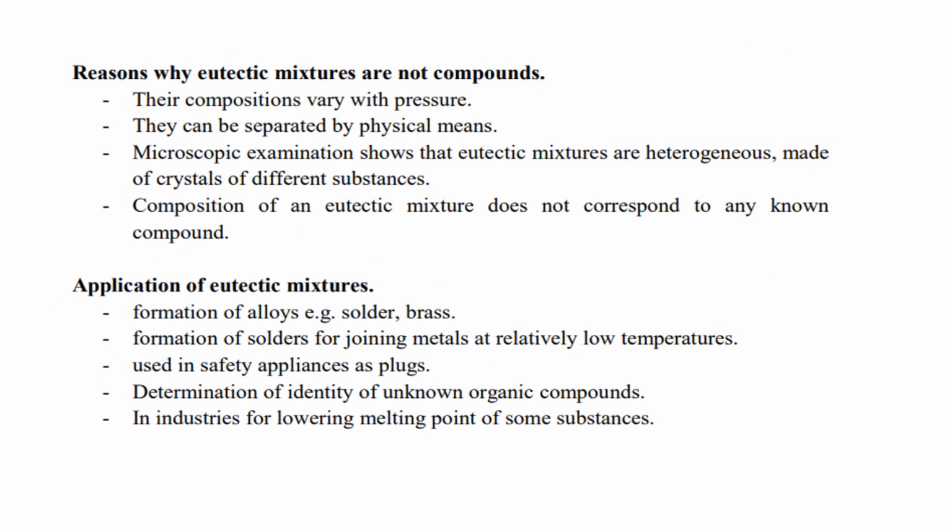Now here we give reasons why eutectic mixtures are not compounds. The previous ones were reasons why eutectic mixtures can be considered as compounds. Number one reason, their compositions vary with pressure. Remember in the previous slide, we said that they behave like compounds because at a fixed pressure their compositions remain constant. Here we are saying that if you vary pressure, their compositions vary. That's the meaning of the first point.